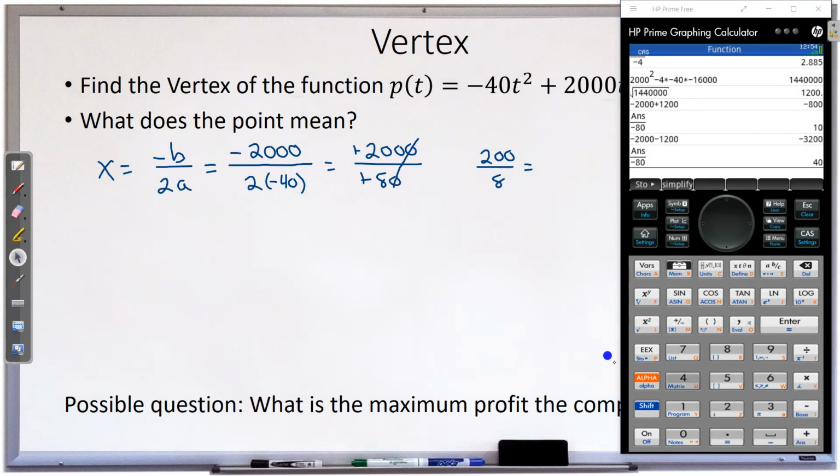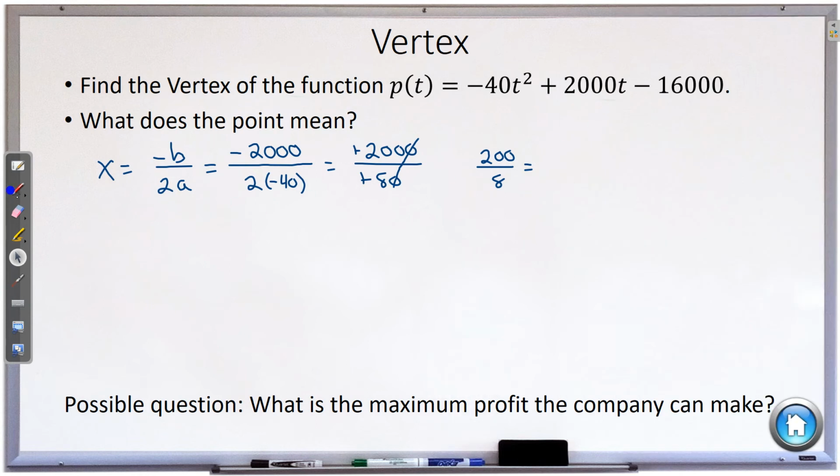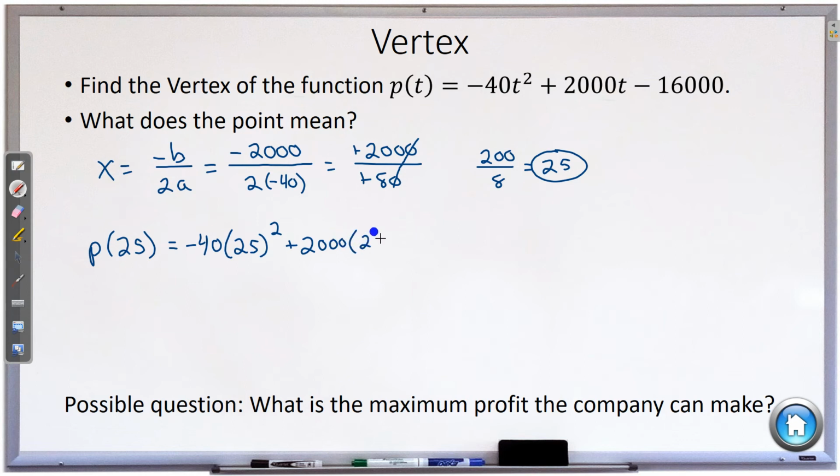Let's do that real quick. 200 divided by 8 is 25. So that's the x value. Now what about the y value? What is the profit if we charge $25? So we just plug it in: negative 40 times 25 squared plus 2,000 times 25 minus 16,000.